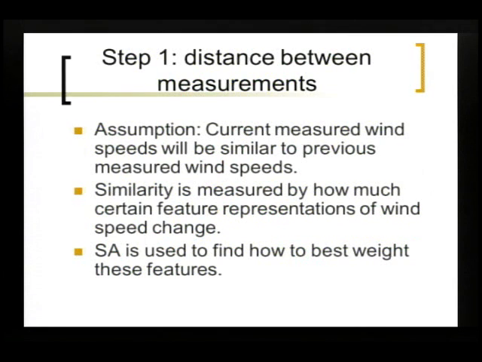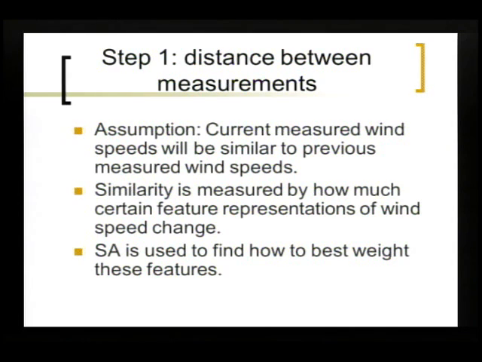When we're talking about the distance between measurements, the idea is that you're looking at your current measurement, and the assumption is that it's based off of your previous measurement. If it's not closely related, if the distance is far, then the sensor probably has an error.